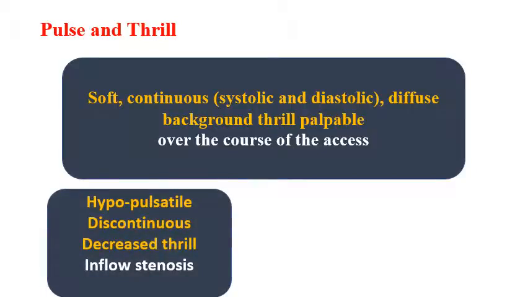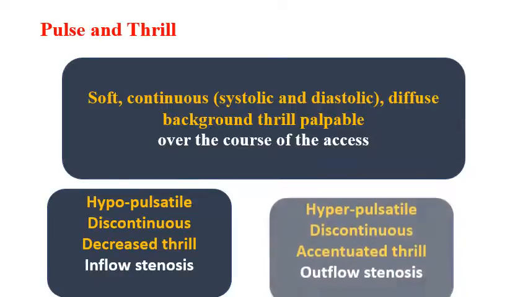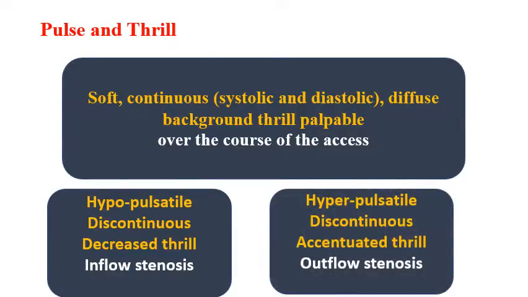But if the pulse is low or hypopulsatile, discontinuous, and the thrill is not felt well, this means there is inflow stenosis over the artery taking the blood to this fistula. If you find that the pulse is hyperpulsatile and the thrill is accentuated or strong, this means there is a stenosis in outflow, which is the vein draining the AV fistula.